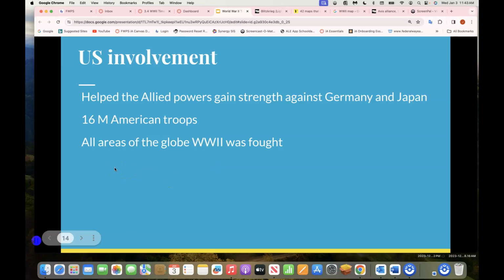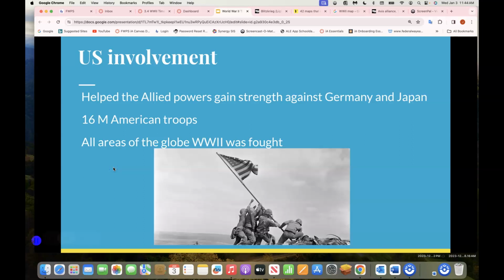And then please know that in all areas of the globe, World War II was fought. It wasn't just near Japan in the Pacific. It wasn't just on the continent of Europe. There were other places that World War II was fought. This is actually the flag raising at Iwo Jima, but it is quite representative of the U.S. in World War II.